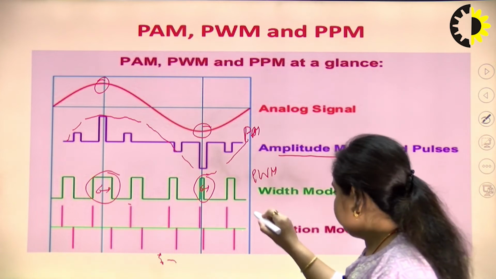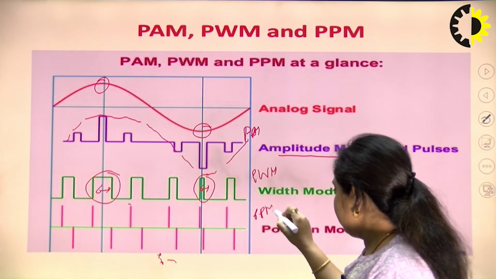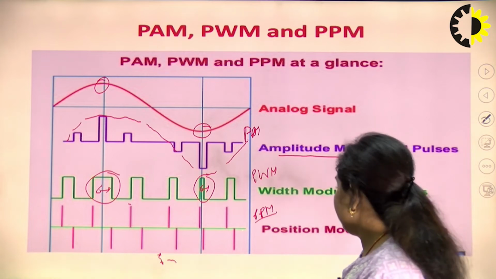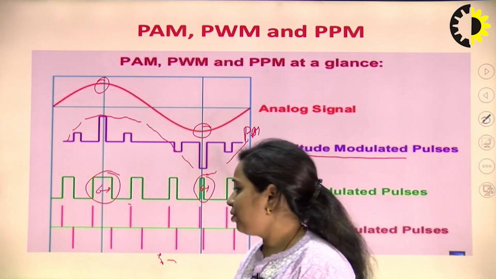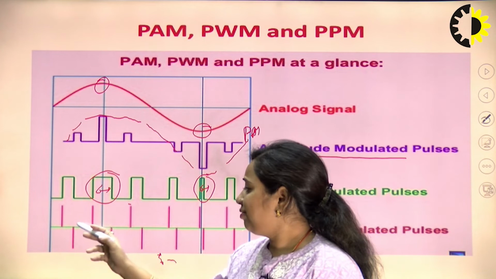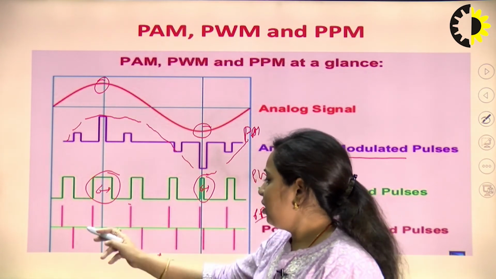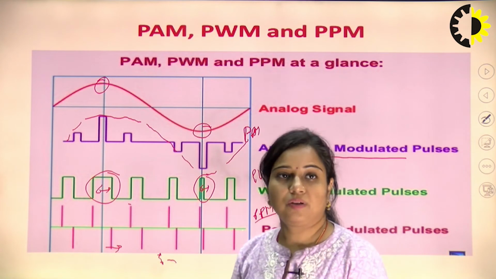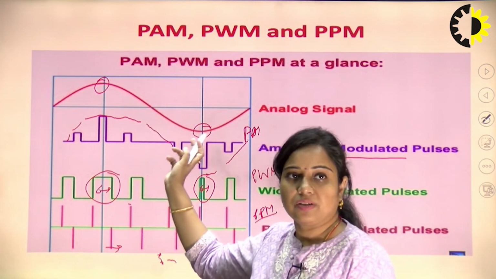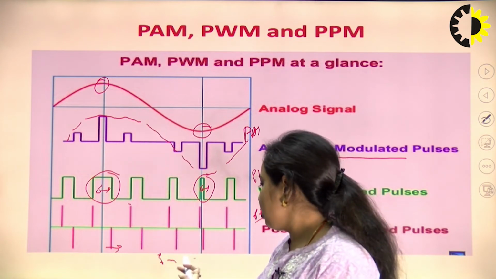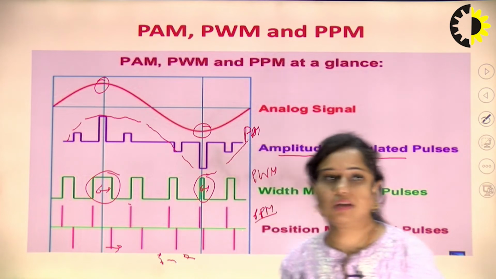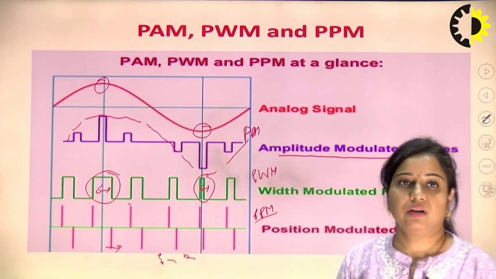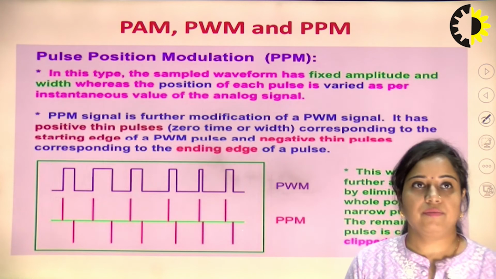Next one is pulse position modulation, that is PPM. In case of pulse position modulation you can see that whenever the amplitude is increasing the pulse will shift towards right, and when the amplitude of the analog signal decreases, like here, the pulse will shift towards left. So, that is how we can design the position modulated waveform.